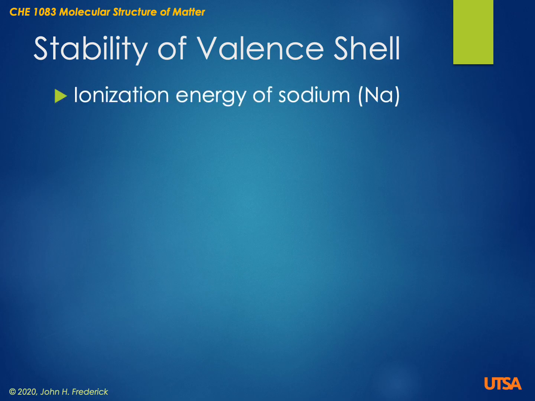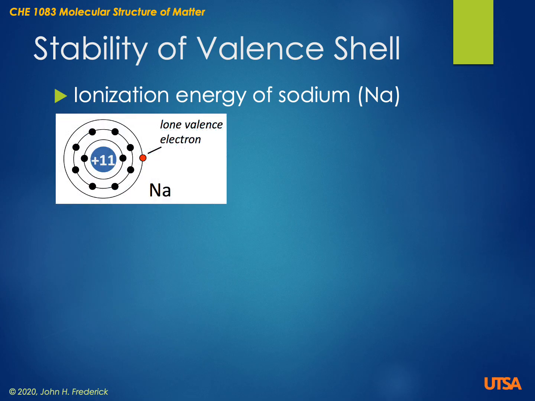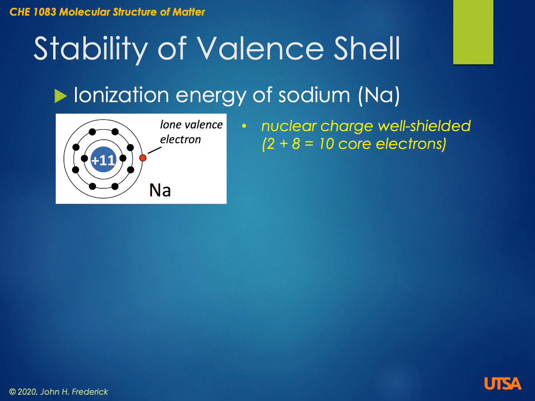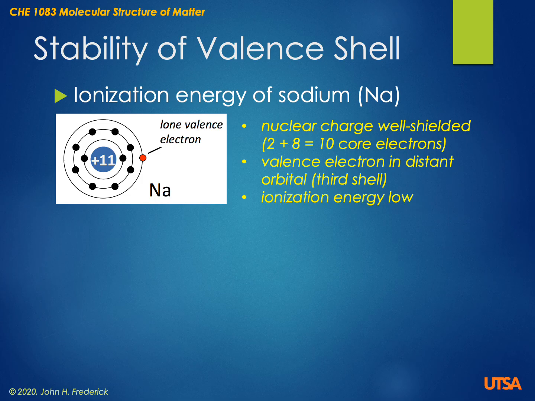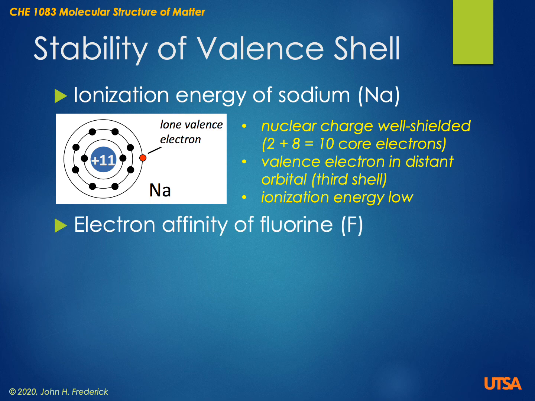I want you to consider the ionization energy of sodium. Sodium is element number 11. The first 10 electrons go into core electron shells, the first two shells, and there's only a single electron in the valence shell. Now, when we think about this single electron, the nuclear charge is very well shielded. It's plus 11, but there are 8 core electrons that are all shielding that nucleus. What that means is that the valence electron is far away. It's in the third shell, so it's not feeling as much attractive charge to the nucleus. This means the ionization energy is going to be low. In other words, it's easy to remove that electron.